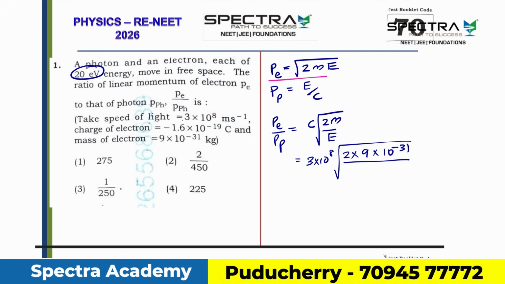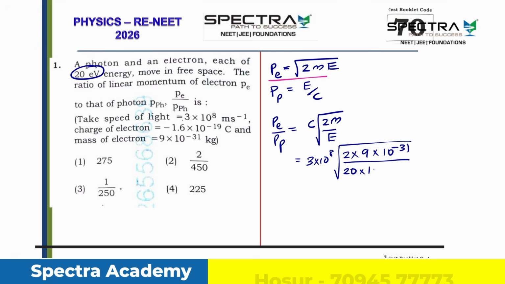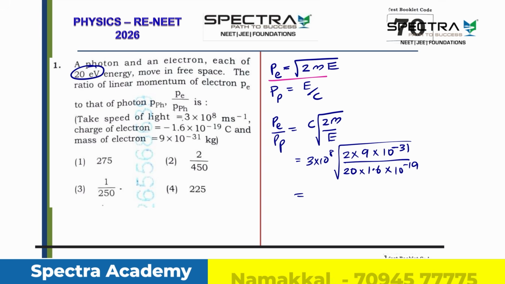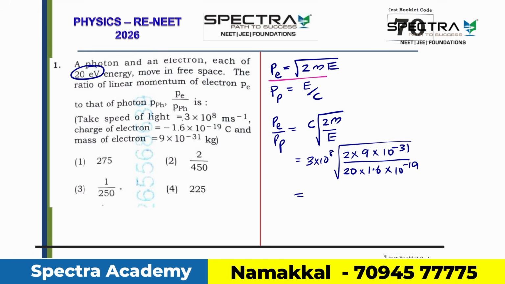E value is 20 electron volt. So 20 into 1.6 into 10 power minus 19 joule. You have to convert into joule. So on solving this, you will be getting the right answer directly. You will be getting 225, students. So the fourth option will be the right answer.